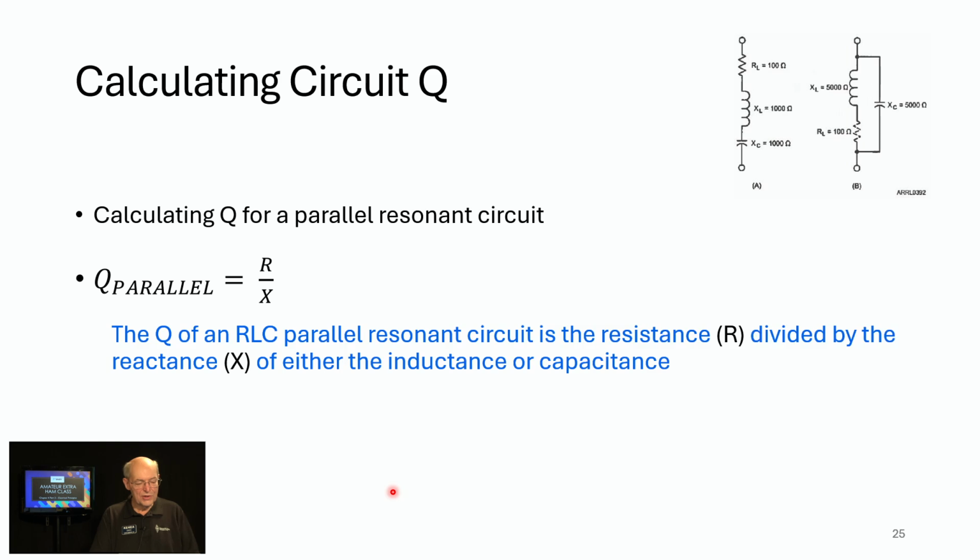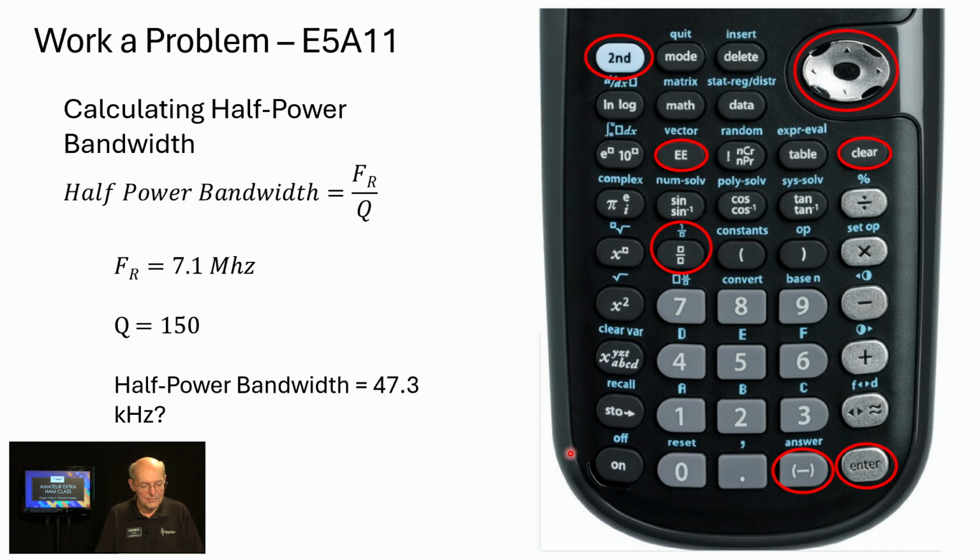There is a memory trick here if you can't remember this formula. One of our past helpers in the class was a paramedic, so he had all kinds of medical applications. He said that a prescription is an RX. So if that little memory trick helps you, there it is. Q for a parallel circuit is R divided by X, resistance divided by reactance. So that's the concept.